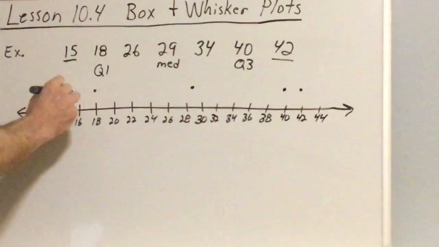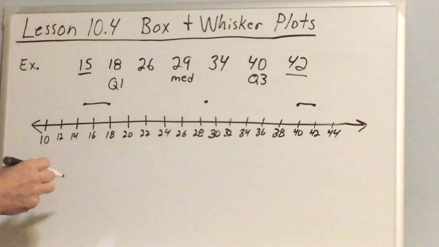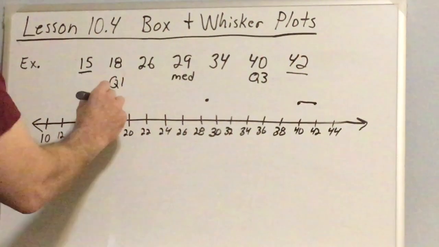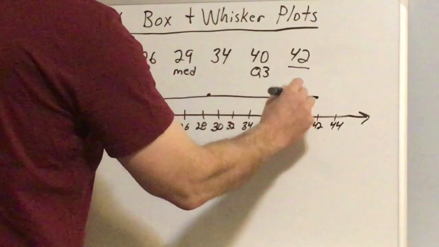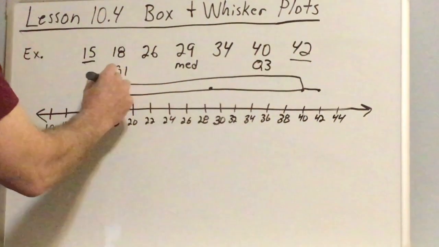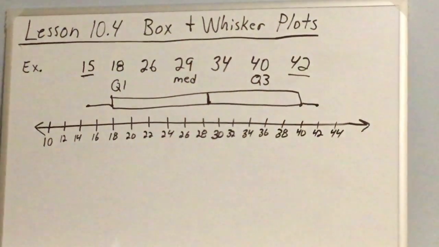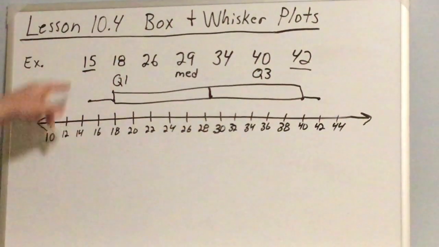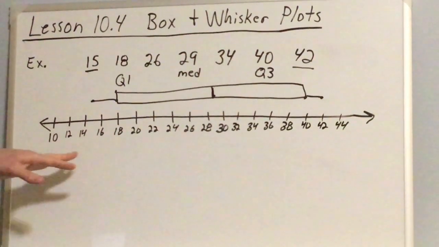Again, the least and greatest values go into quartile 1 and quartile 3 to make your whiskers. And then the box goes between quartile 1 and quartile 3 with a line where the median is. So even though we're using the same number line here, it's a different set of data values. It's a totally different looking box and whisker plot.